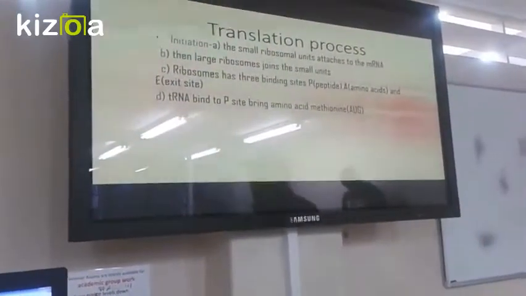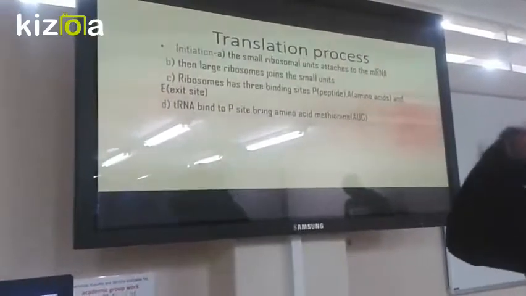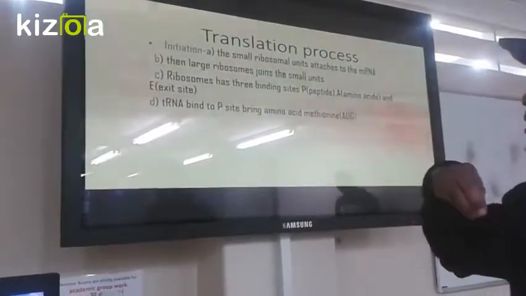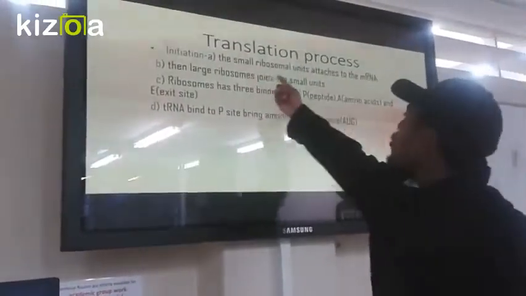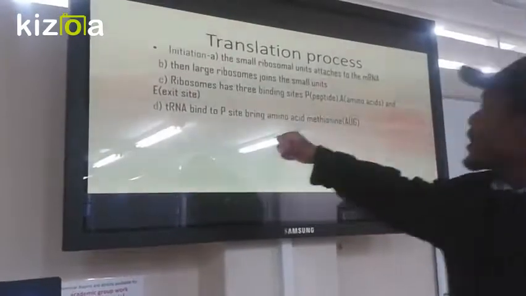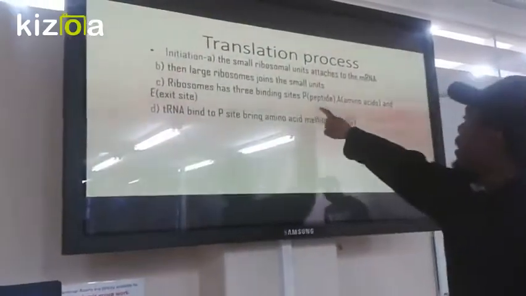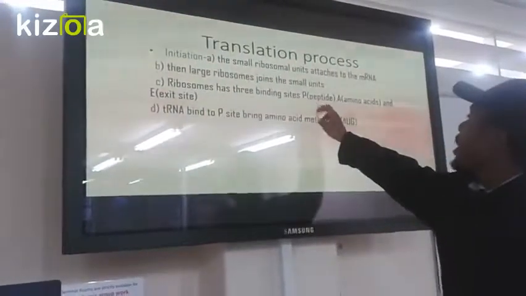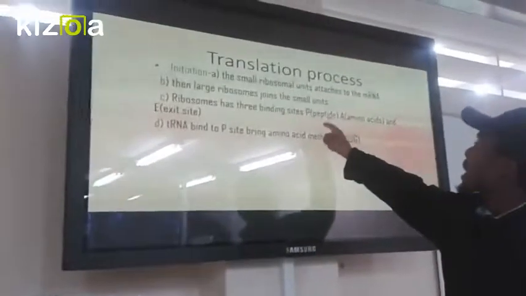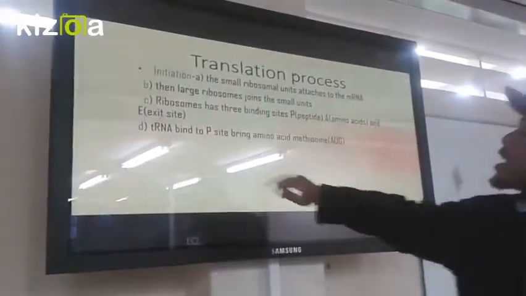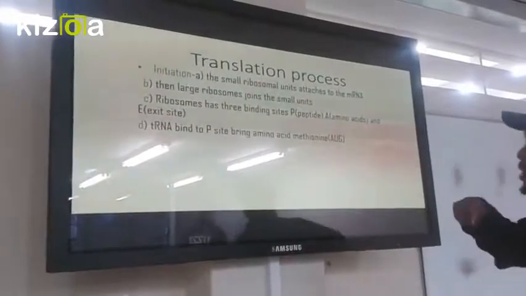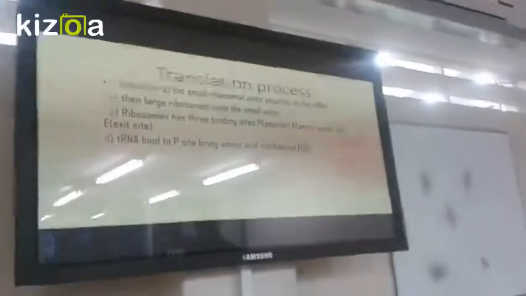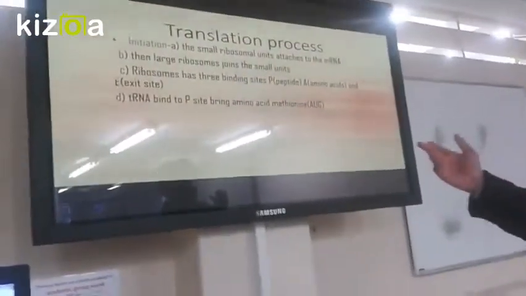So these sites are whereby tRNA binds after it transfers amino acids. So the small ribosomal unit attaches to the mRNA, and then the first amino acid binds and becomes attached on the peptide site, and then the large ribosomal unit joins. Then the tRNA binds to the P site, bringing the amino acid methionine, which is AUG.